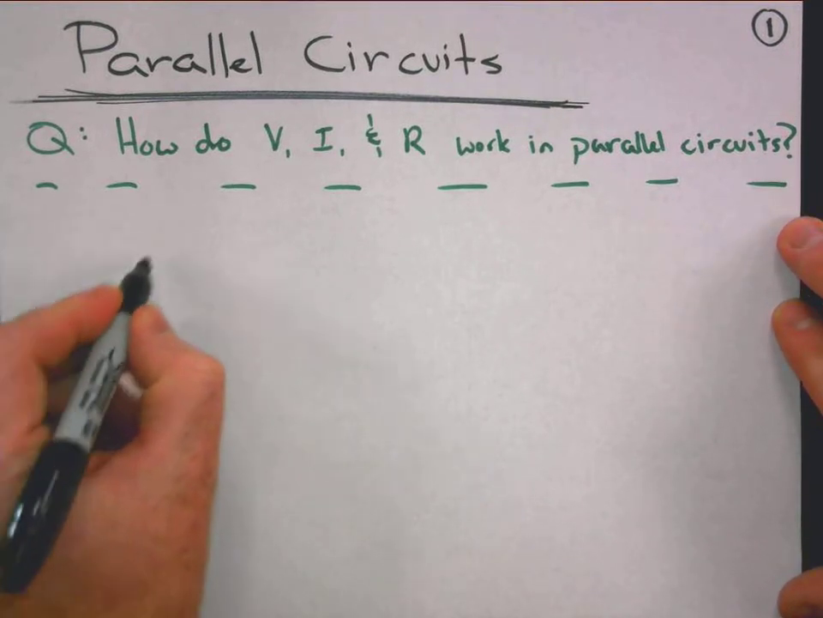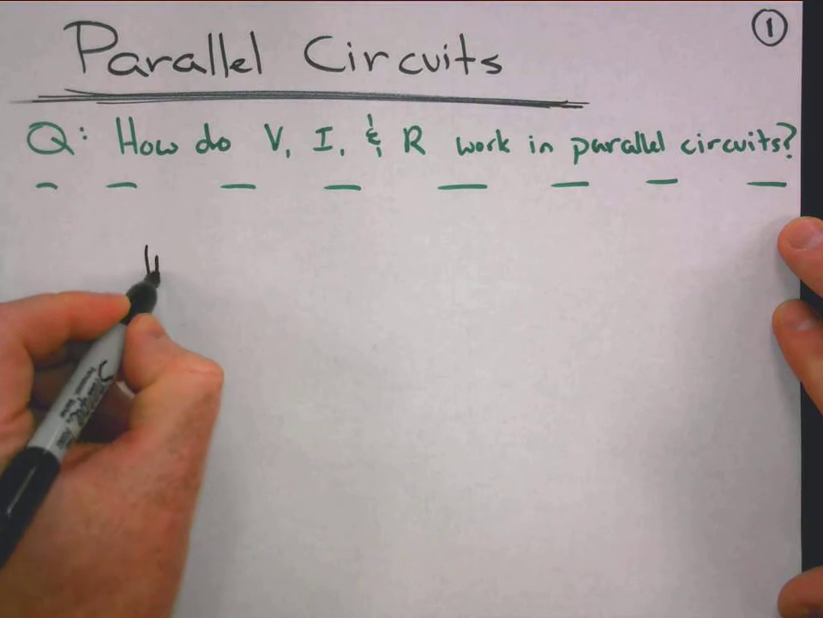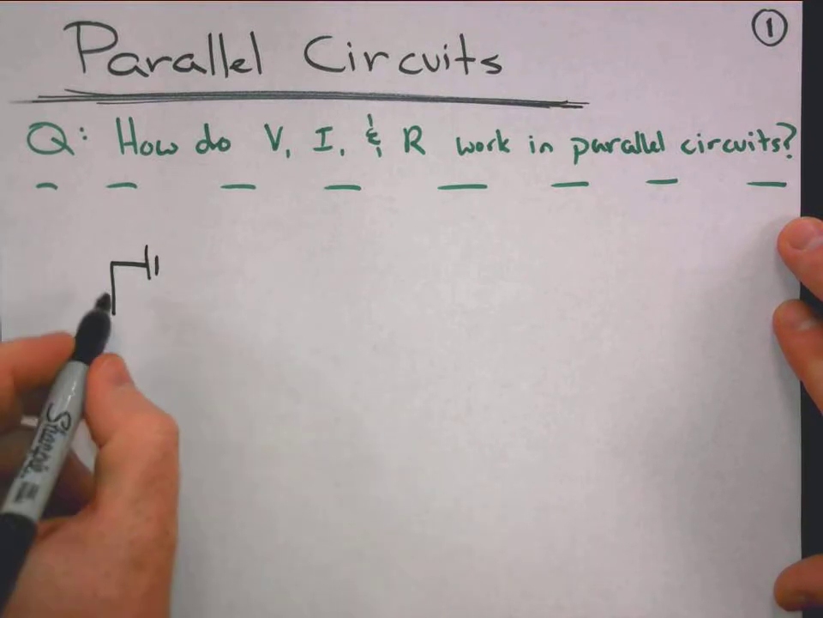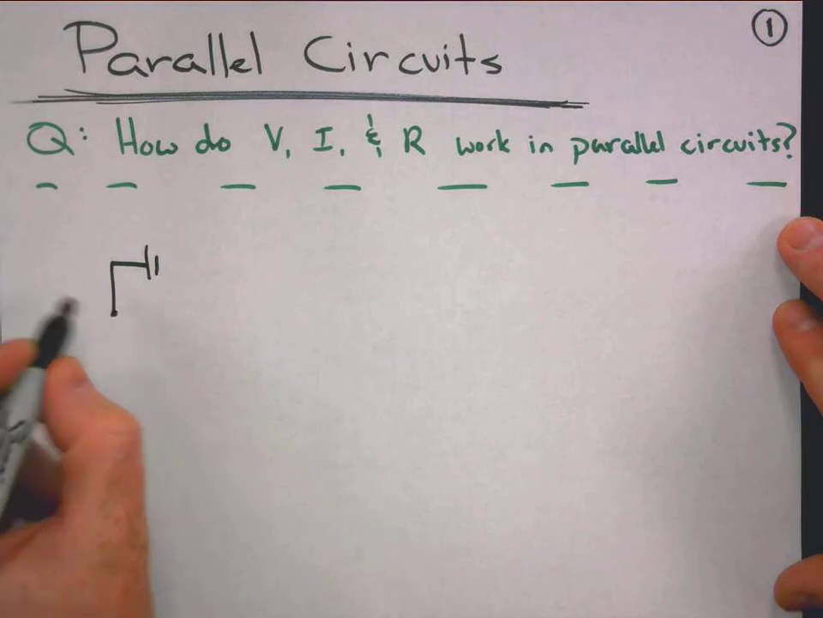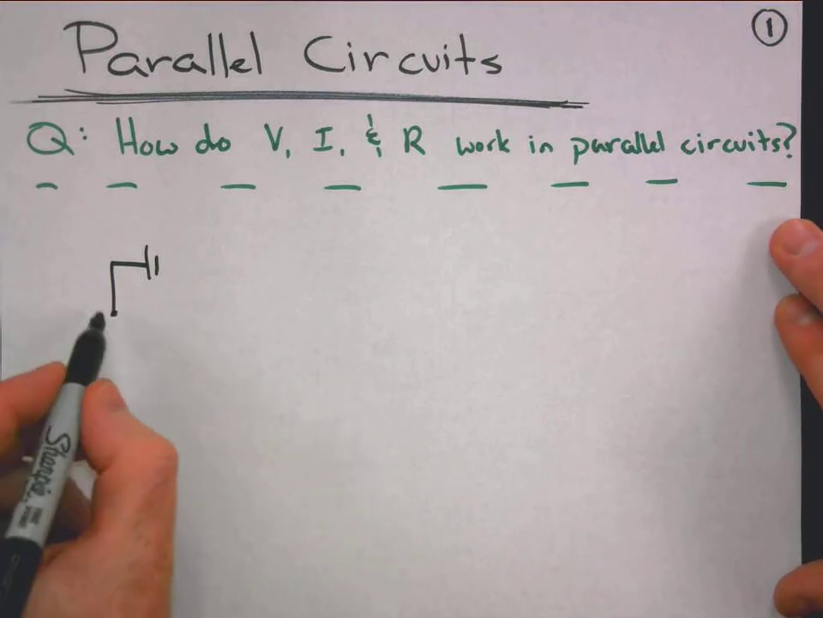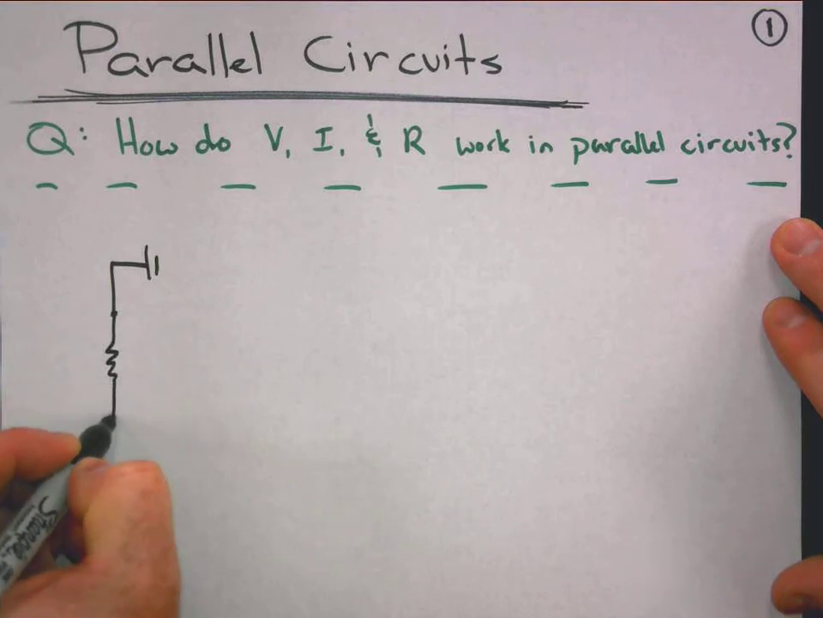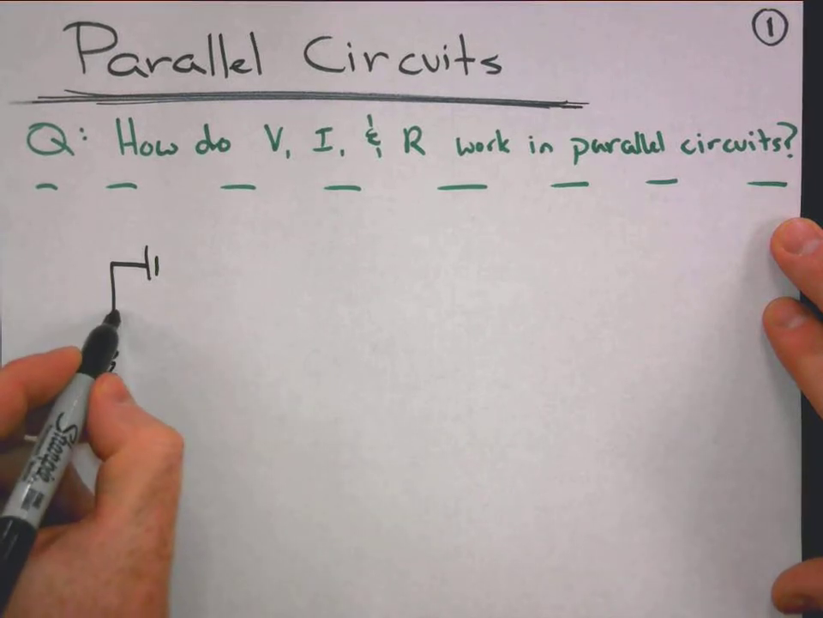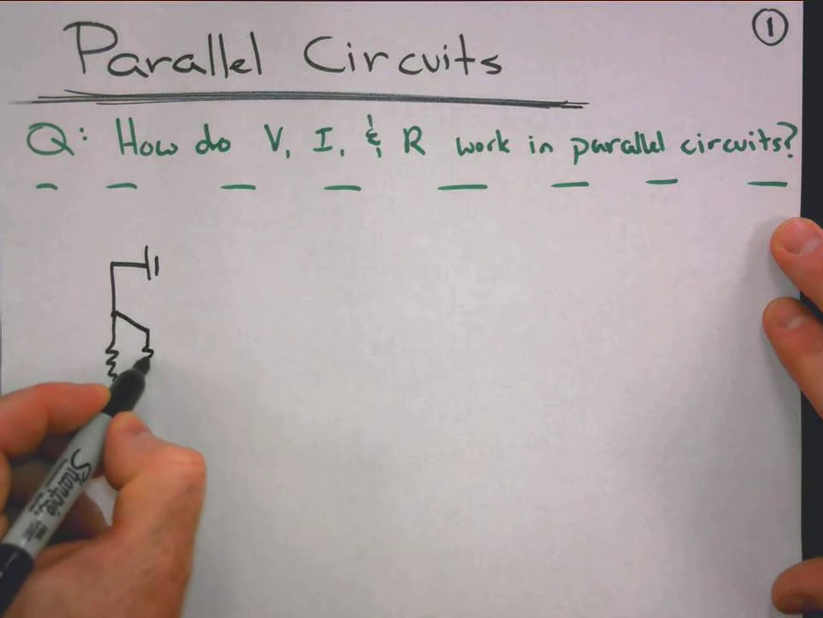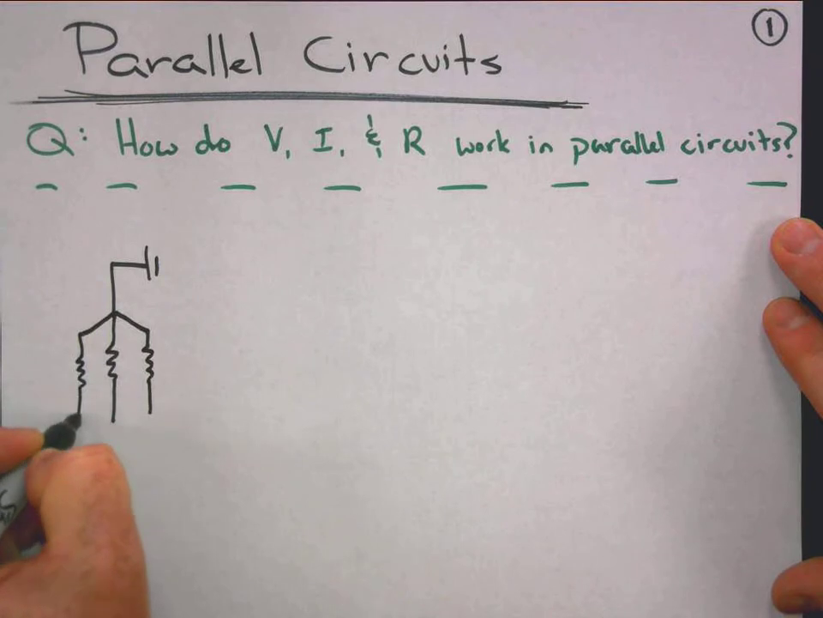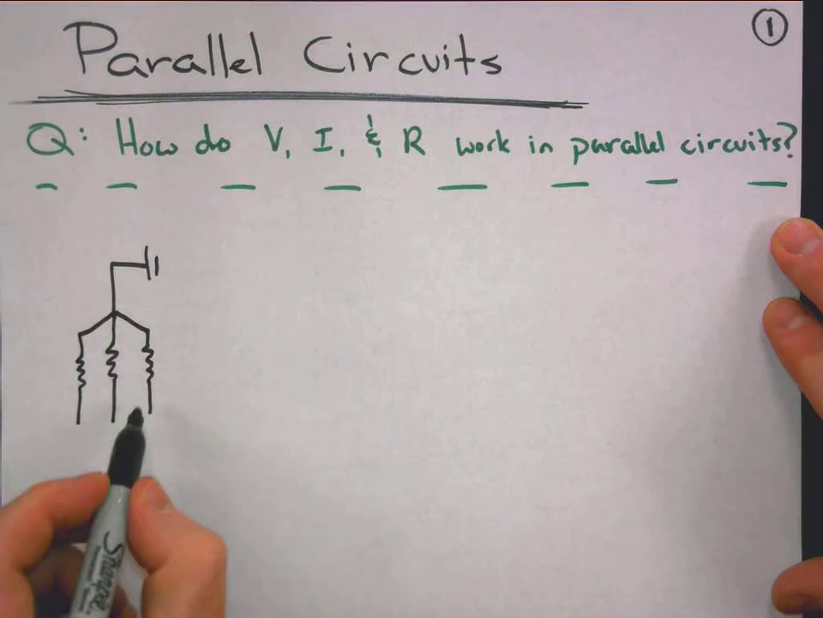So if you have a voltage source, let's say it comes out here, and the current will flow out of the positive end of the voltage source. And from there, the current is going to have some choices to make. Some of the current might be able to go this way and go through this resistor. Some of the current might be able to go this way and go through this resistor. And some might be able to go this way through that resistor. But then these things have to all end up going back to the voltage source.